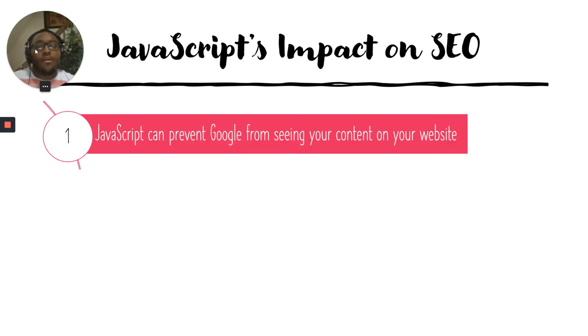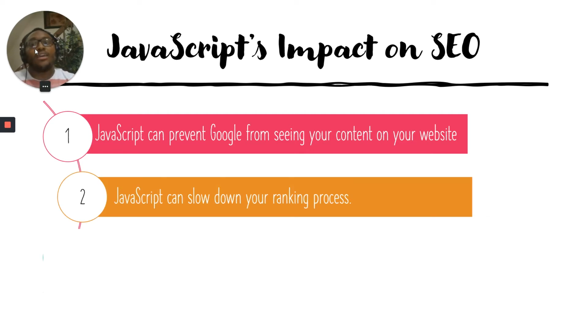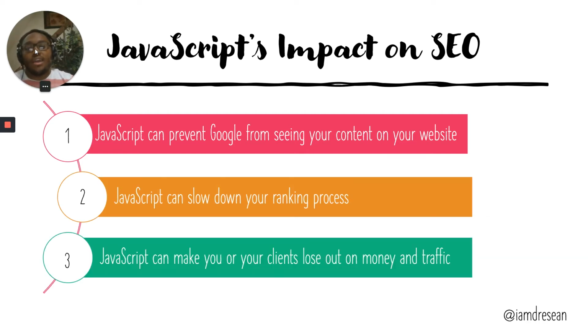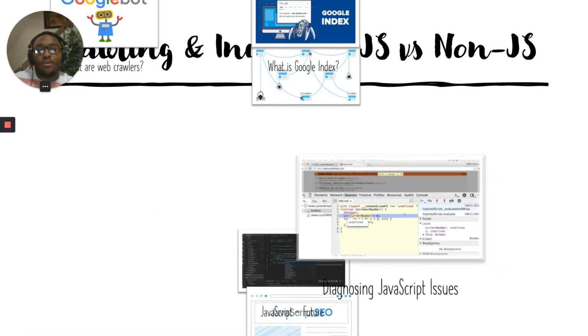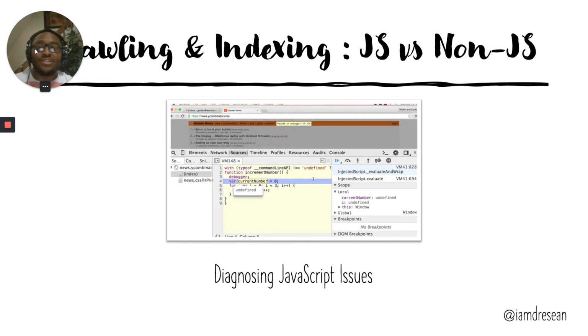So again, JavaScript can prevent Google from seeing your content. It can slow down your ranking process, and it can also cause you to lose traffic or money. And nobody wants that to happen to their clients, right? So how do we then diagnose these JavaScript issues?